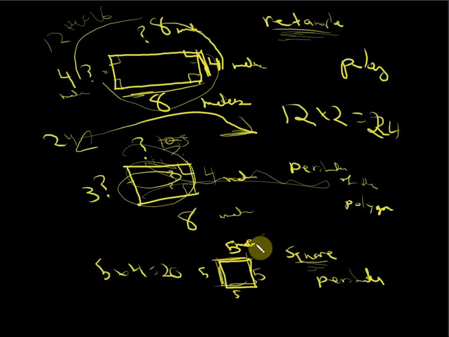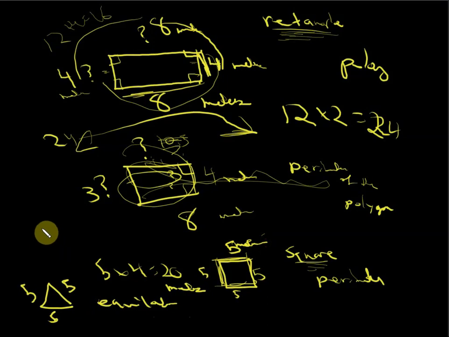Well, this is still in meters, so 20 meters, right? Same thing, I could draw a triangle, make that 5, and say this is equilateral. This should automatically tell you that all the sides are the same. So again, you just add them up, or you can say 5 times 3 is 15. And again, this is meters. So 15 meters.